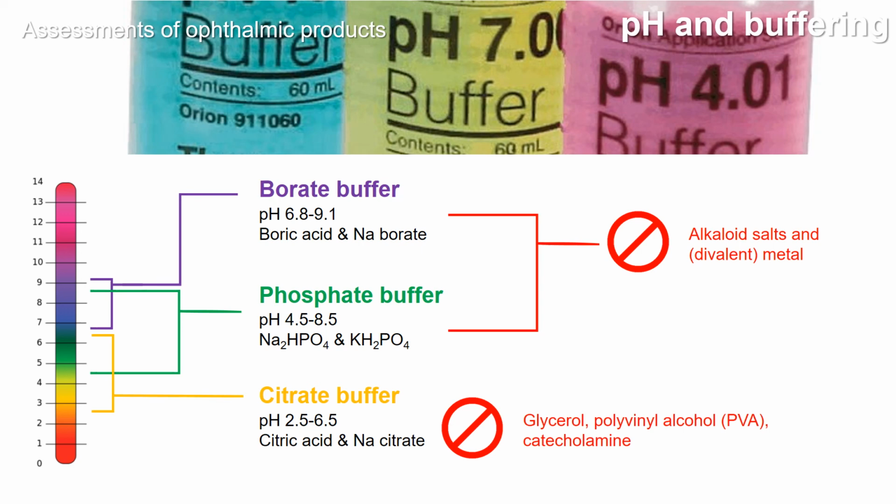There may be an unbuffered system for ophthalmic products. For example, ofloxacin ophthalmic solution is formulated with a pH of 6.4.